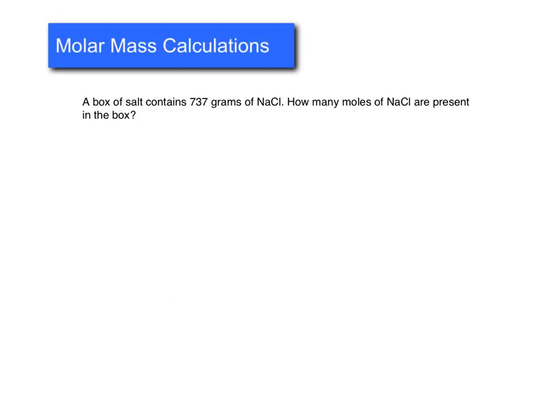Now let's do one more example. This time we're going to go from grams to moles. So our problem is a box of salt contains 737 grams of NaCl. How many moles of NaCl are present in a box? All right, so first we want to identify our known and our unknown, or our given and our unknown. So what we're given is 737 grams of NaCl, and what we're trying to find is the number of moles of NaCl. So we want to make a plan to get from grams to moles, okay?